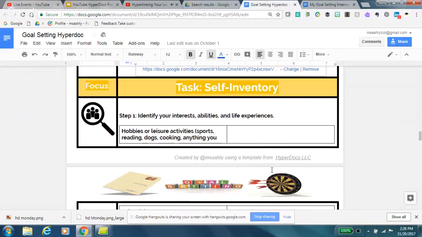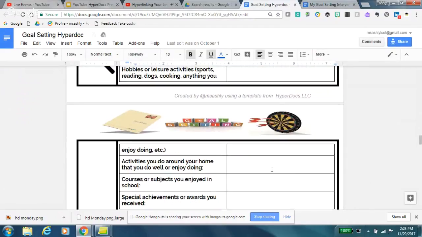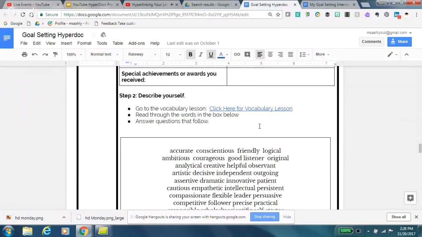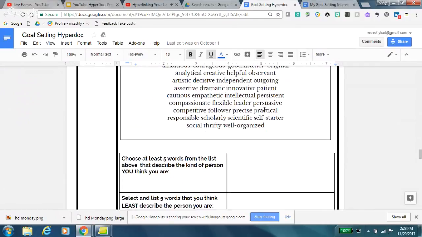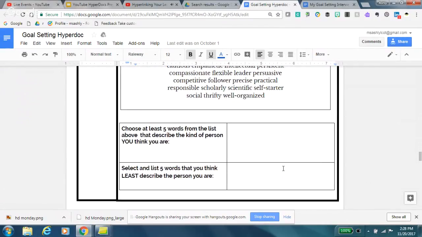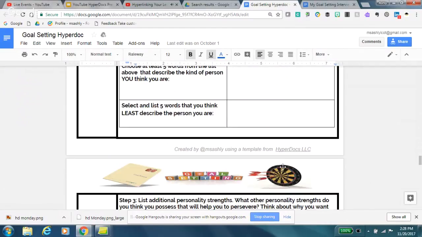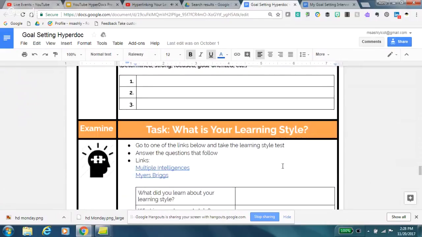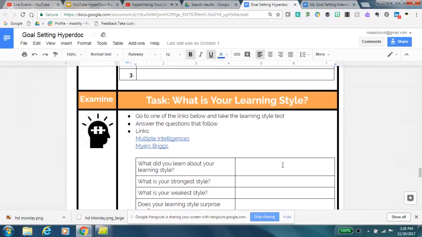They then took a self-inventory about things that they like. And then we did a vocabulary lesson to help them with some of the words, and they were to take those words and choose at least 5 to describe the kind of person they think they are and 5 that describe them. And then they add additional personality strengths.